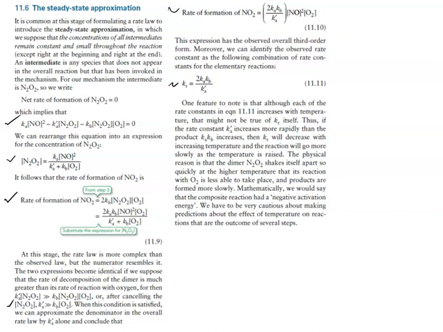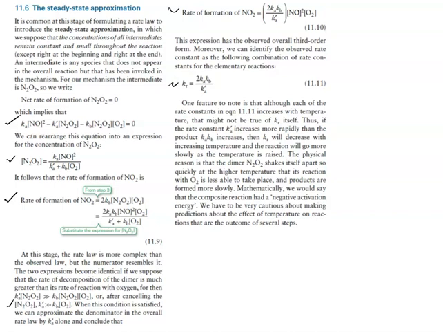Here. One feature to note is that although each of the rate constants in equation 11.11 increases with temperature, that might not be true of K itself. If the rate constant K sub A prime increases more rapidly than the product of Ka Kb increases, then Kr will decrease with increasing temperature, and the reaction will go more slowly as the temperature is raised.